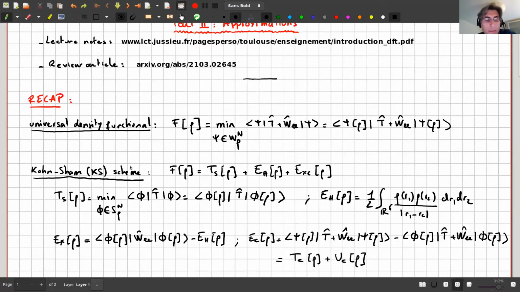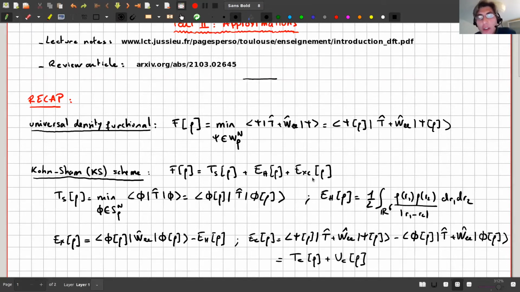But next, to have an actual scheme that we can use, we use the Kohn-Sham scheme, where we decompose this universal functional into T_s, E_x, E_H, and E_xc. So T_s is the non-interacting kinetic energy functional, where you minimize the expectation value of T over single determinant wave functions giving a density rho. And the minimizing Slater determinant is phi of rho, the Kohn-Sham determinant. The Hartree functional is defined as this.